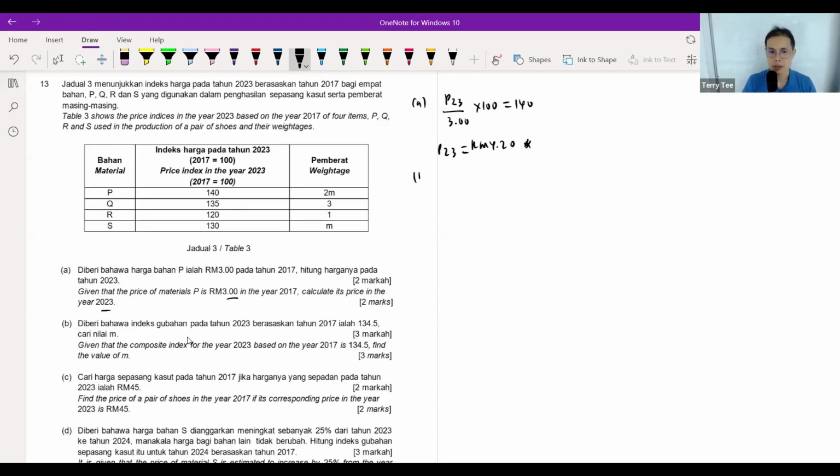Okay, next. It is given that the composite index for the year 2023 based on 2017 is 134.5. Find the value M. For the composite index, you have to multiply each price index with the weightage. So the first one is 140, you times 2M. Then we take 135, you multiply by 3. 120, you multiply by 1. 130 multiplied by M, divided by your total weightage, 2M plus 3 plus 1 plus M, answer 134.5. So let's simplify this.